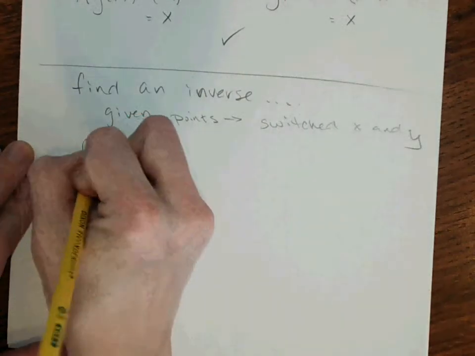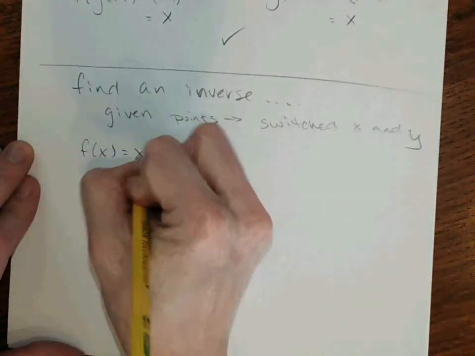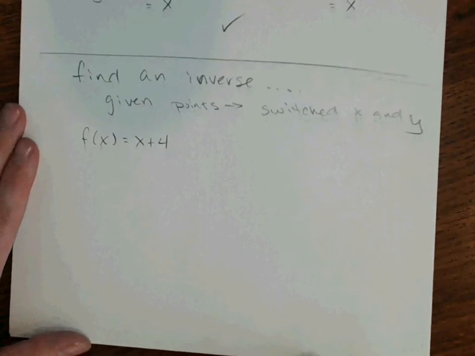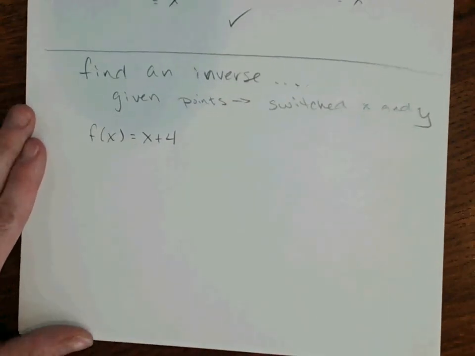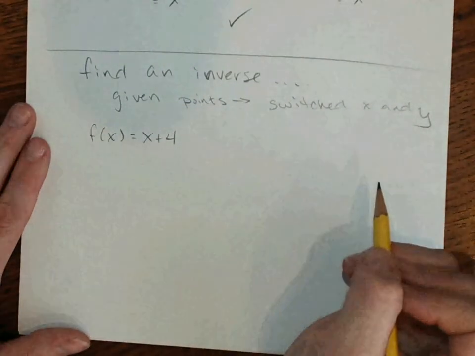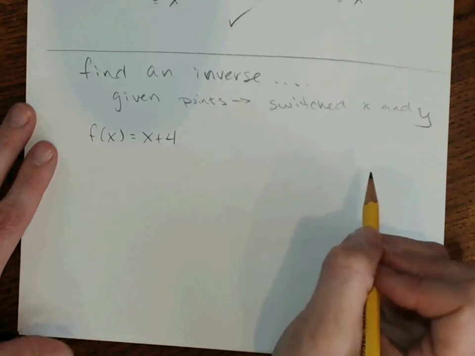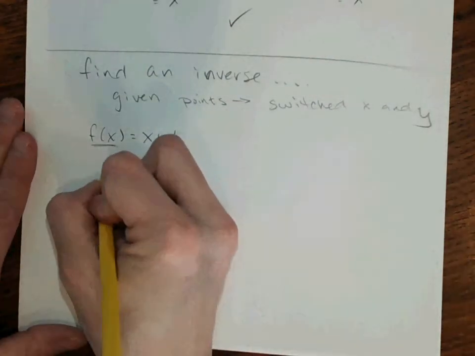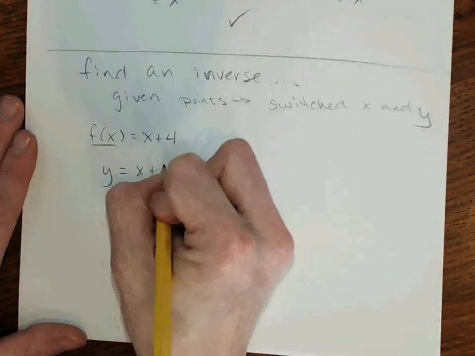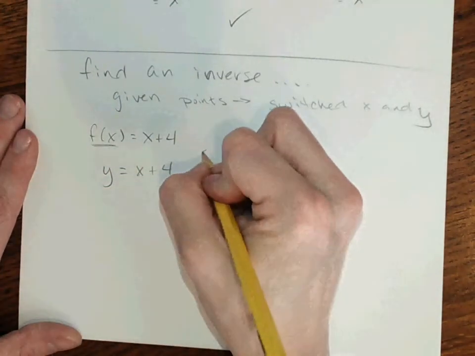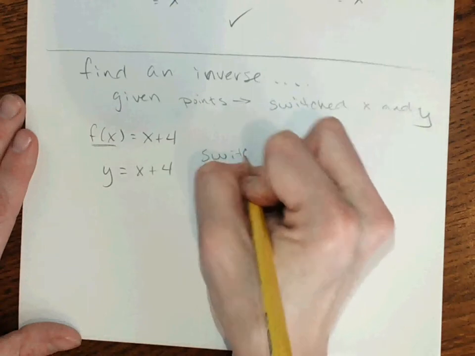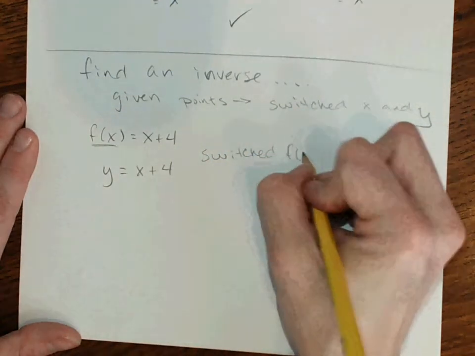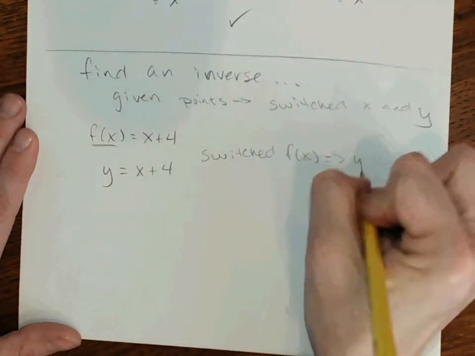I'm going to look at this f of x is equal to x plus 4. Again, just to give us a nice simple example. We know what the inverse should look like, so we'll be able to see if the method that we're going to use works. There's another way that I could write f of x. I'm going to write it as y equals x plus 4. All right, so I switched f of x into a y.